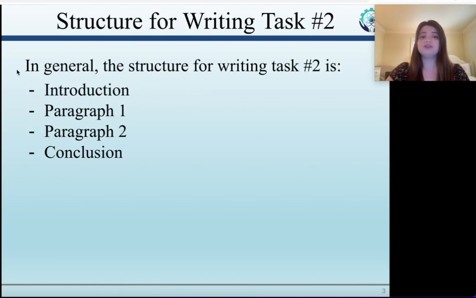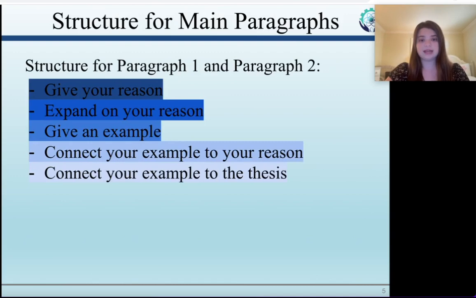So, in general, let's review. This is from last day. The general structure for writing task two is to write an introduction, which we already talked about in great detail last time. So, if you are unsure how to write a proper introduction, make sure you go watch that, because the introduction is a key part to set us up for a strong paragraph one, two, and a strong conclusion. Then paragraph one, paragraph two, and conclusion come after the introduction. And those are the three we're going to focus on for today.